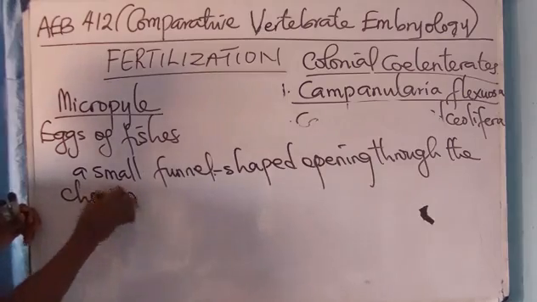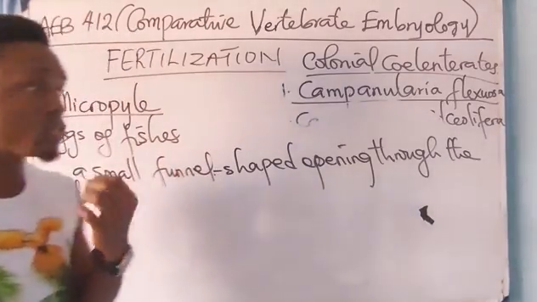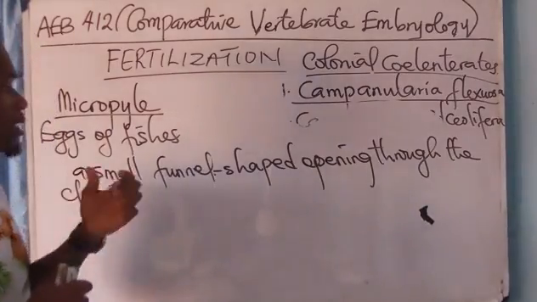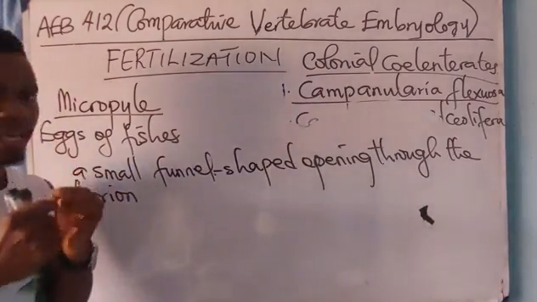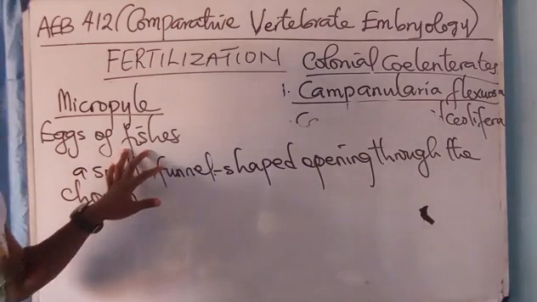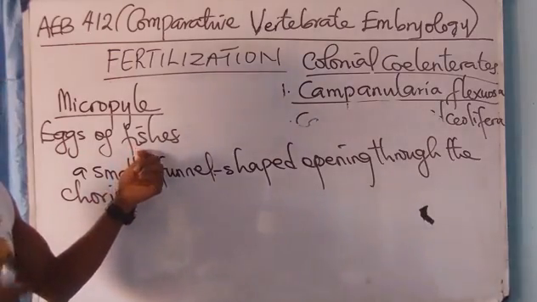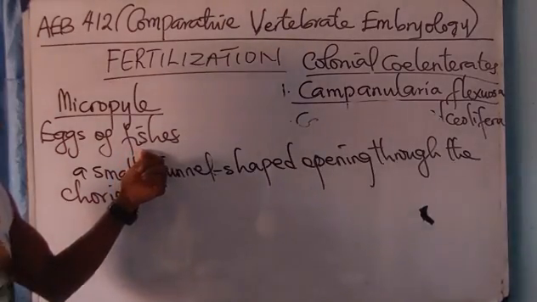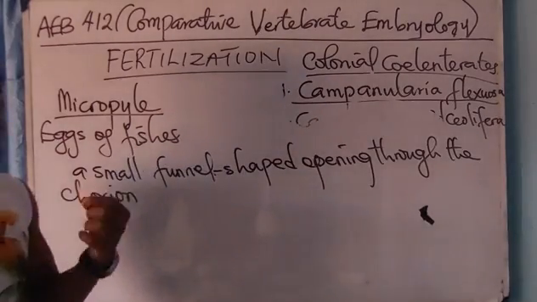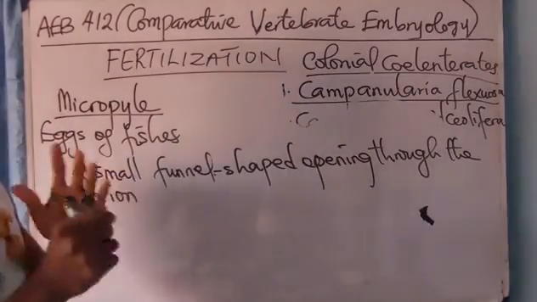Now, I told us in our previous class that the egg envelope is called different names in different organisms. For example, the egg envelope of fishes and tunicates, we call it what? Chorion. But the egg envelope of insects, mollusks, amphibians, reptiles, and birds is called vitelline membrane. But the egg envelope of mammals is called zona pellucida. They all have their names, okay?